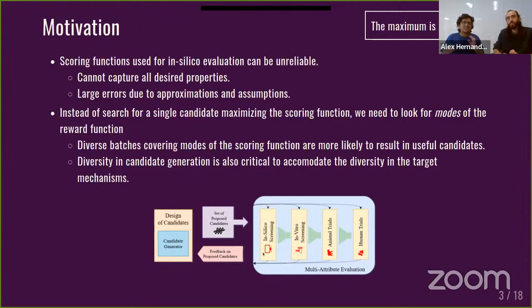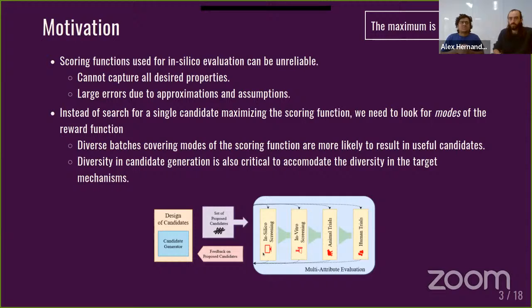And another thing is there are lots of approximations made in these programs and simulations to make them run quickly on a computer. These approximations also make the scoring function very unreliable, in the sense that if you get a very high score in these simulators, it might not really translate into the actual desired effect in the real world.